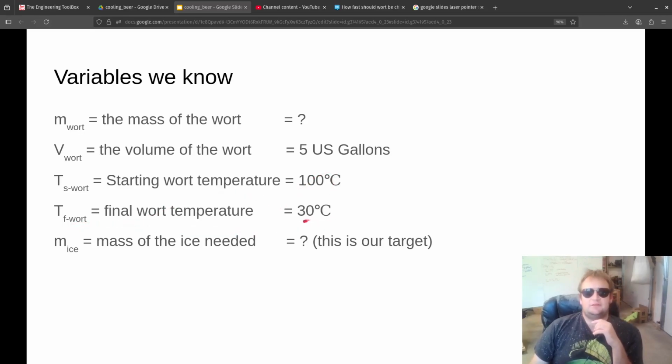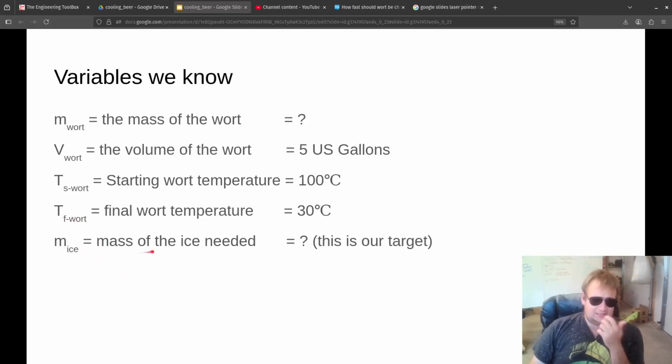Final wort temperature, 30 degrees Celsius, because that's generally low enough that I can then let it sit and sort of gas off the rest of its heat. I guess that's not really the right term, but you get my point.